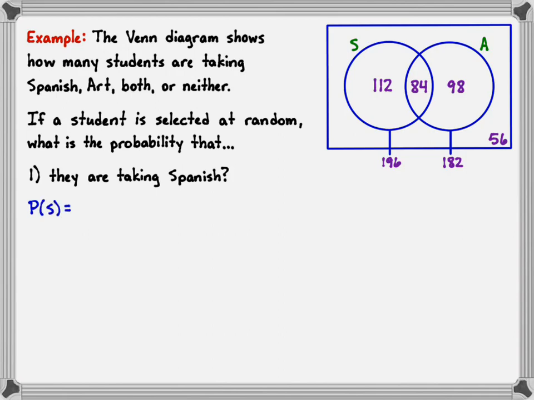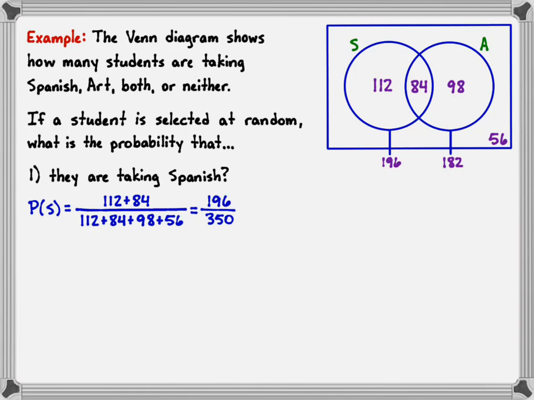So we would say there's 196 students. We'd add those two numbers up out of the entire amount. So we're going to add up all the numbers inside the Venn diagram. Now I want to point out the 196 and 182, you wouldn't want to add these two guys up, because if you add these two guys up, you have an overlap here, right? If you add these up, you're counting the 84 actually twice. So what you can do is add up the numbers just inside the Venn diagram, the four pieces, the 112, 84, 98, and 56. And so our sample space is 350 here.